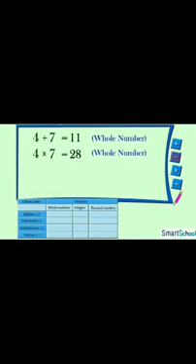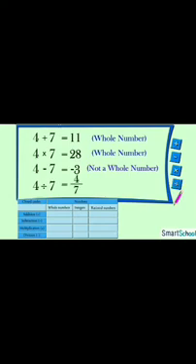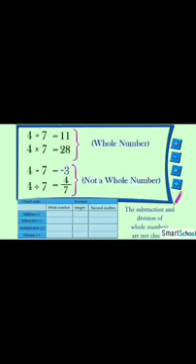On subtracting 7 from 4, we get -3, which is not a whole number. And on dividing 4 by 7, we get 4 upon 7, which is also not a whole number. -3 and 4 upon 7 are not whole numbers. Thus, we can say that whole numbers are closed under addition and multiplication, but not under division and subtraction.